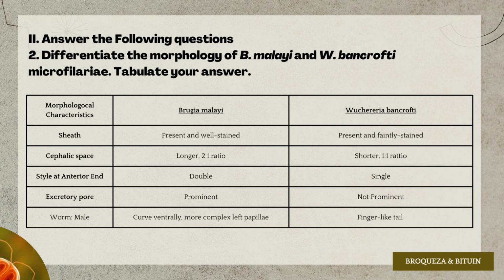Additionally, male and female worms are distinguishable by a curved ventral tail in males and a finger-like tail in females. This applies to both species, Brugia and Wuchereria. That's all for guide question number 2, and let's proceed to the next presenter.